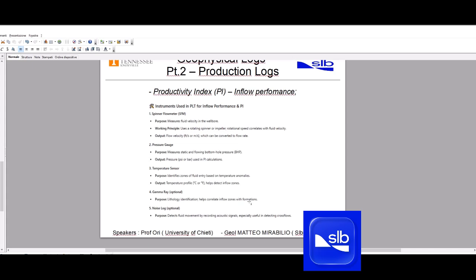Noise log is like an acoustic log, but inverted, meaning that we do not measure the acoustic response, we only register the noise. So if we detect elevated noise, we have a high volume of fluid. It detects fluid movement by recording the acoustic signal. So this is a technique for monitoring gas or oil inflow in wells.